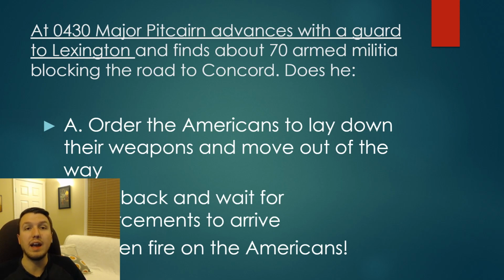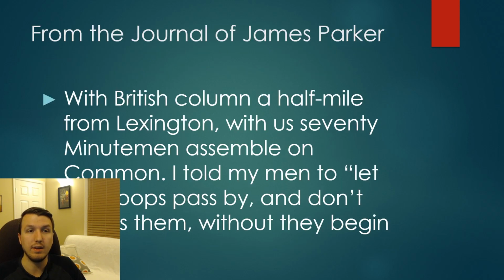So he does actually do A. He orders the Americans to lay down their weapons and move out of the way. So this is actually from the journal of an American soldier there, James or Jonas Parker, whoever you're asking. He says, with the British column a half-mile from Lexington, with us 70 Minutemen assembled on the common, I told my men to let the troops pass and not harass them without being fired on first. As in, pretty much he's saying, don't shoot unless the British shoot first.